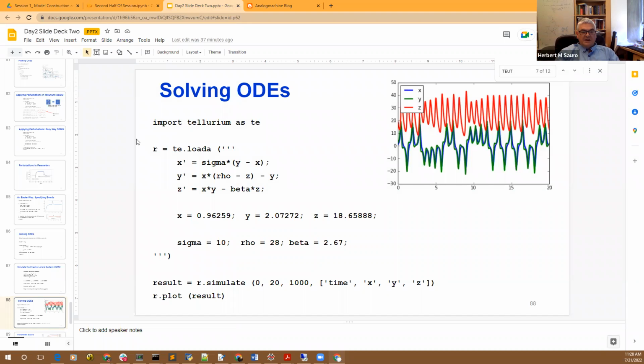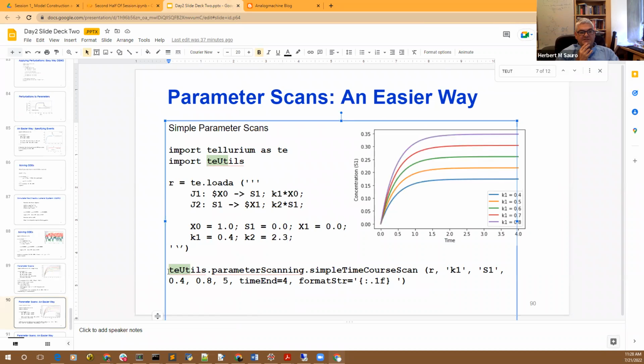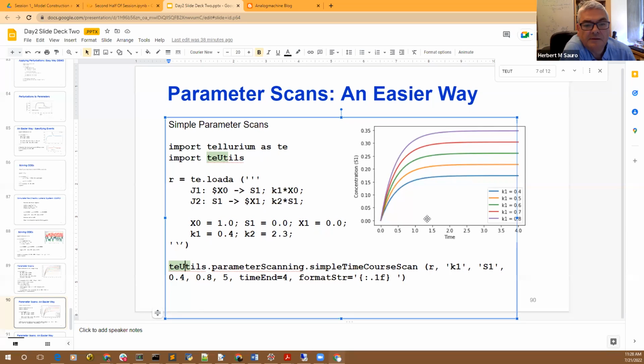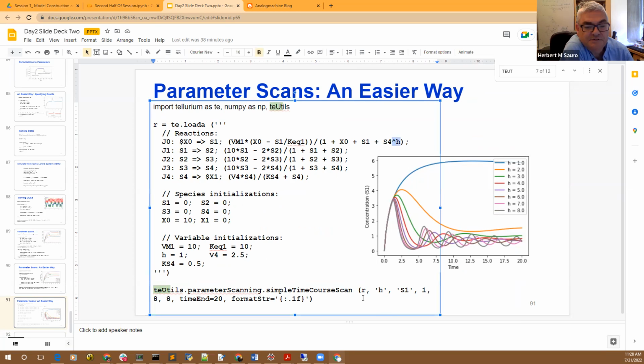I guess the only last thing is parameter scans. The TUtils has a very simple parameter scanning function. This is for doing time course scans. So what it'll do is plot time courses at different values, in this case K. You can do that. And this is a negative feedback system that's oscillating as well. I'm changing the value of the Hill coefficient over a number of different values. Then I'm plotting the simulations that result.